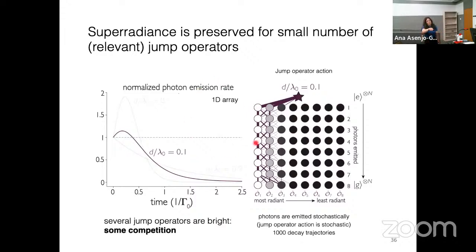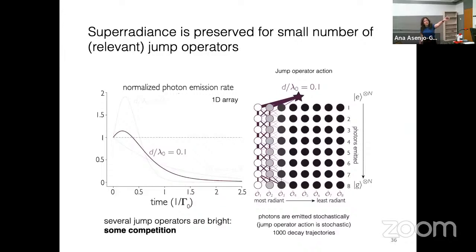that some of these jump operators become bright. And this is because now in free space, we have interference. So this means that there will be operators that are bright because emission in certain directions is enhanced. And there will be operators that are dark because of destructive interference.